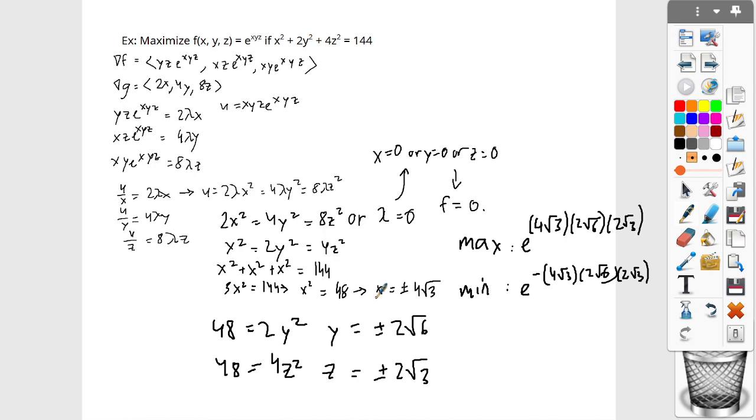The greatest f value that you're going to get is 4 root 3 times 2 root 6 times 2 root 3. And simultaneously, the lowest one you're going to get is negative 4 root 3 times 2 root 6 times 2 root 3. Or negative whatever the value is for the positive, because it's just a combination of the signs. And if there's an odd number of negative signs, then XYZ is negative. If there's an even number of negative signs, then XYZ is positive. It's just like that.